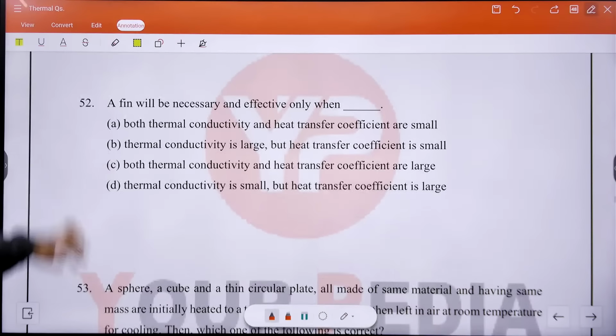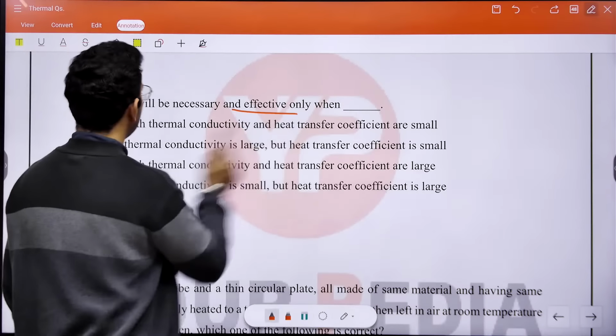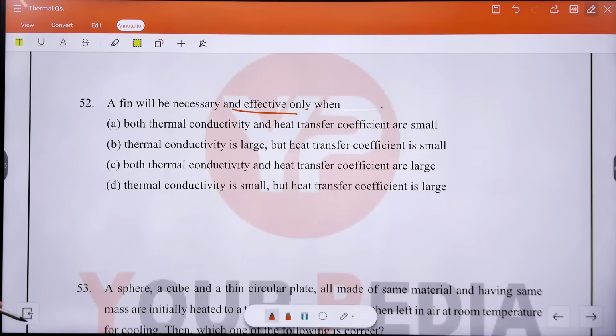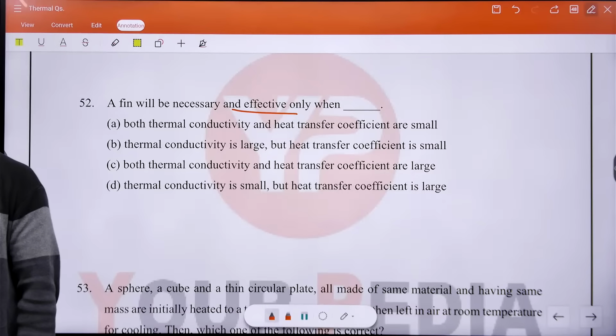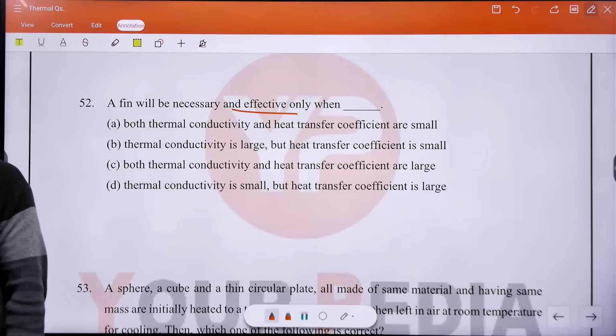Next part, a fin will be necessary and effective only when. Okay, what can be the answer in this case? Question number 52. What can be the answer?